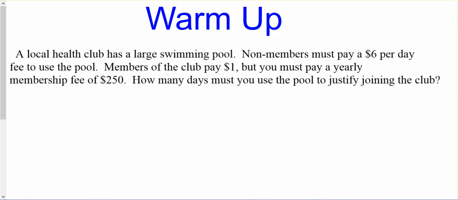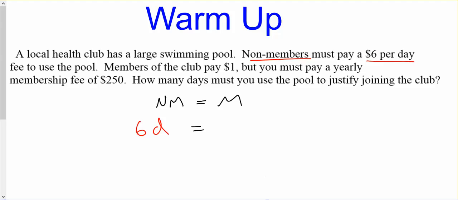So we're going to set ourselves up an equation. A verbal model would be members, and when are members going to equal non-members, or vice versa. So let's do that the way that they wrote it: non-members and members. Non-members must pay $6 per day to use the pool. So how would we describe $6 per day? That would be 6D.